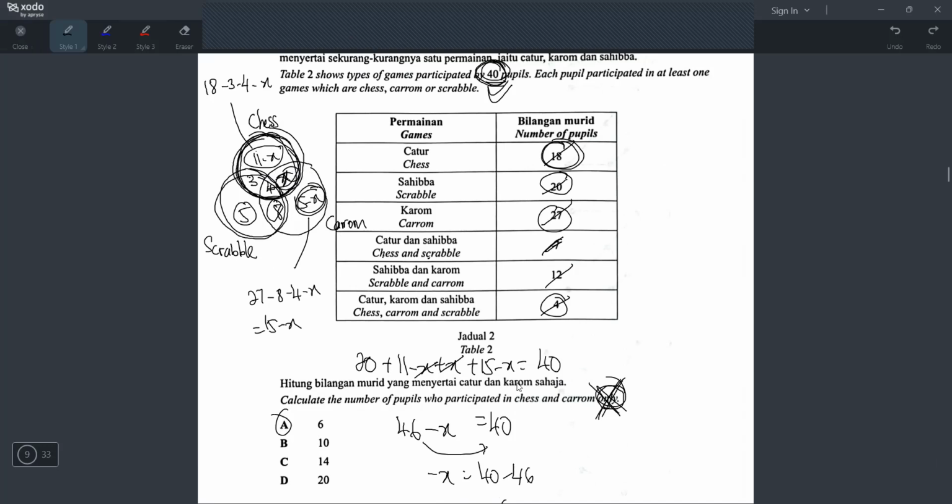So if I want to find number who participate in chess and carom, then it will not be 6 already. It will be 6 plus 4 already. Because if I say chess and carom, it's this whole thing. 6 plus 4 lah. All right. But if I got mentioned only, then it's only this part. That's why the answer is 6 for this question. All right. So hope you understand. So let's change it back to the original one.